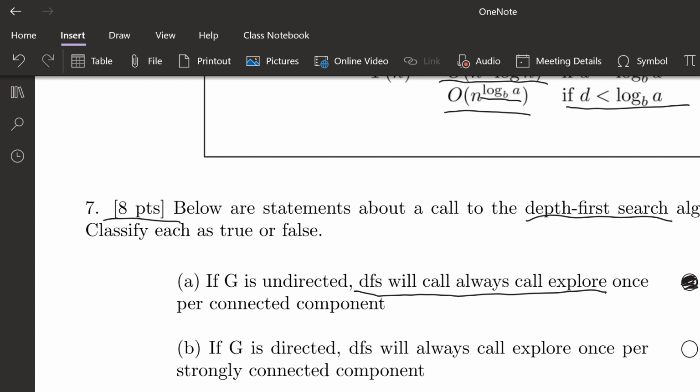So let's say we wanted to call explore from this node in a DAG, right? So the DFS is going to call explore once. Now it's going to explore to this one, and then explore is going to call explore, and it's going to reach this one, right? Now, how many times has DFS called explore? Just once. How many strongly connected components are there? There are 3. So this one's going to be false, because each node, if it's not part of a cycle, is its own strongly connected component.